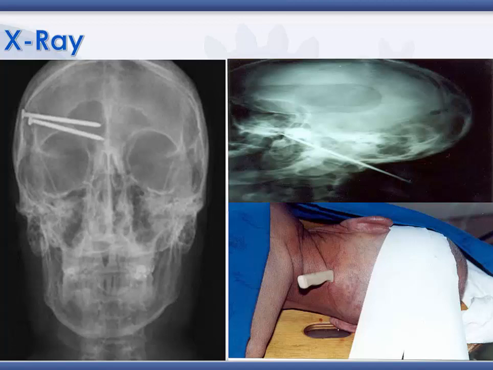Another form of penetrating injury is shown on the anterior-posterior X-ray of the skull, showing nails from a nail gun stuck in the skull and penetrating the right frontal lobe. The patient was neurologically intact on presentation. The difficulty is the bleeding that can occur deep in the brain when the nails are removed. The one on the right shows a stabbing.